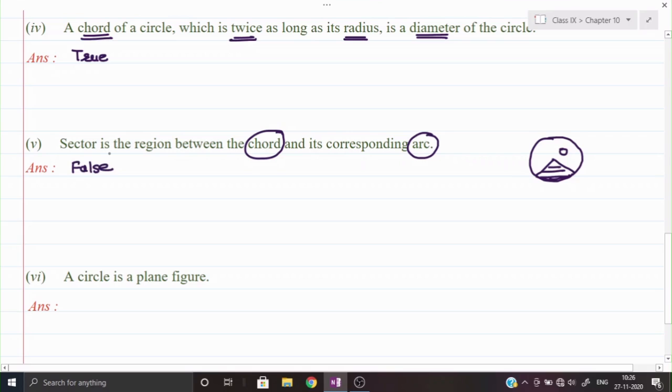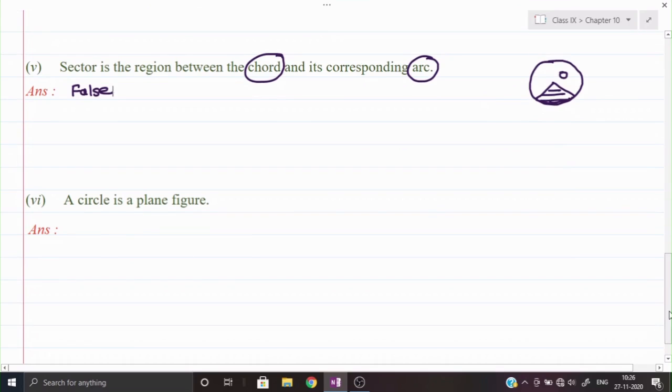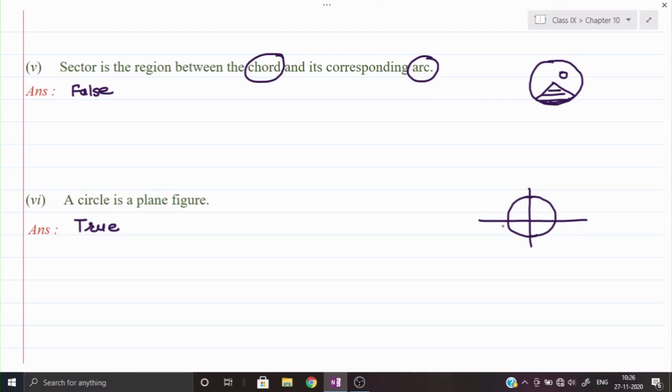And the last one is: circle is a plane figure. That is true. Why can we say it is a plane figure? Because it is a two-dimensional figure. When you draw a two-dimensional figure, you require two dimensions. When you are plotting the circle, at that time you require a two-dimensional plane, then only you can draw the circle on it. So yes, a circle is a plane figure because it is a two-dimensional figure.